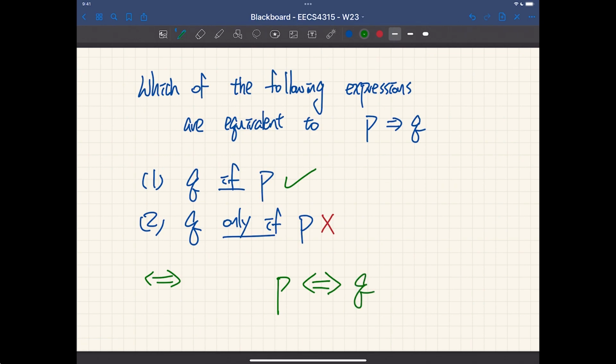That one actually already shows you the two, right? So this part over here is the if part, and this part over here is the only if part. That already tells you how you can understand only if versus if. So from there, maybe it will be easy for you to see.